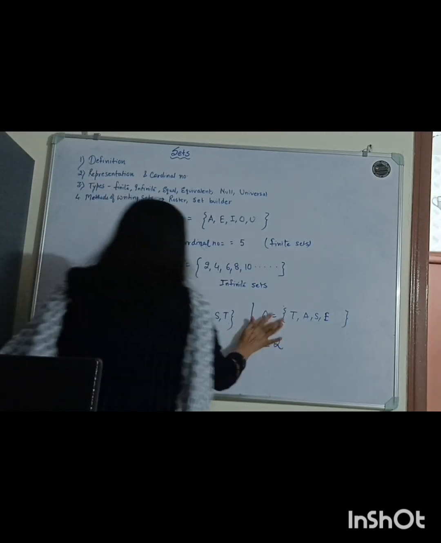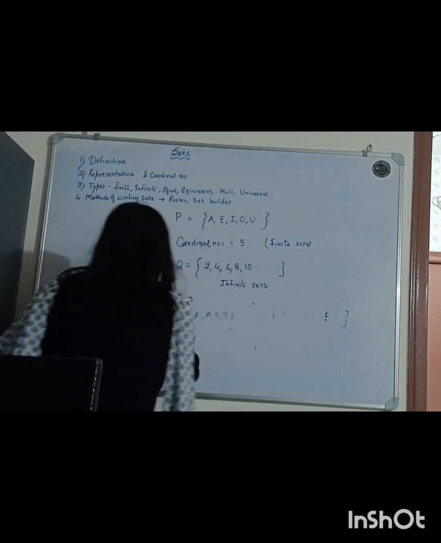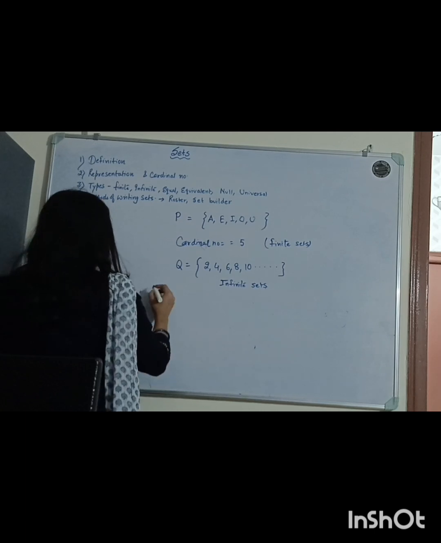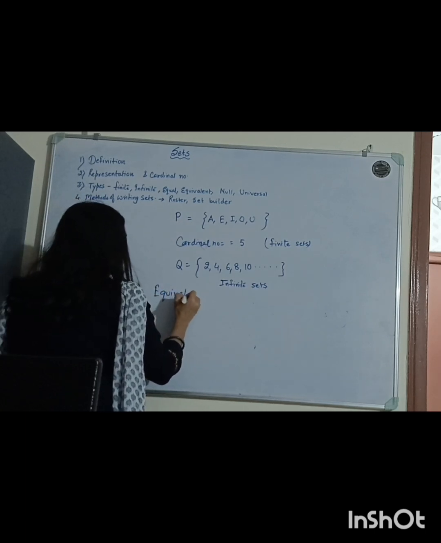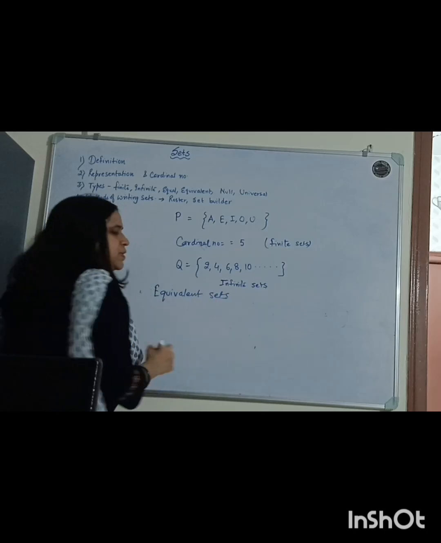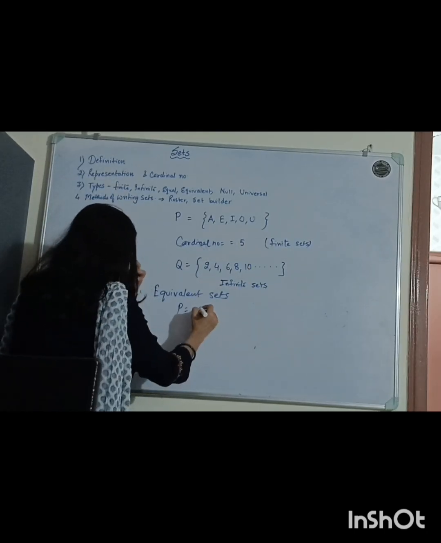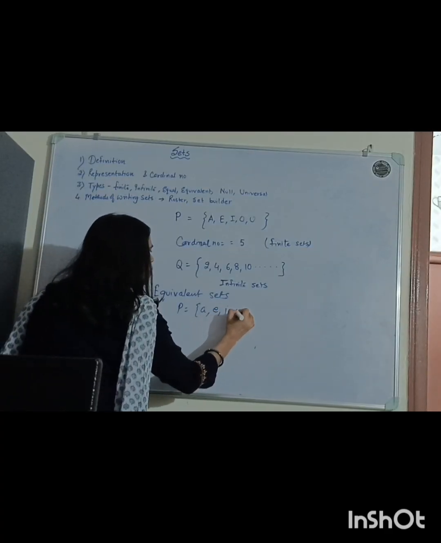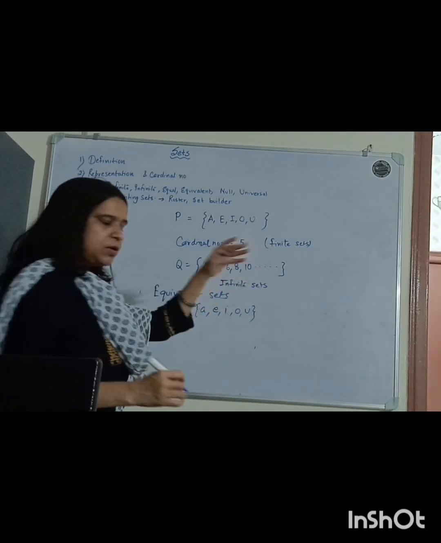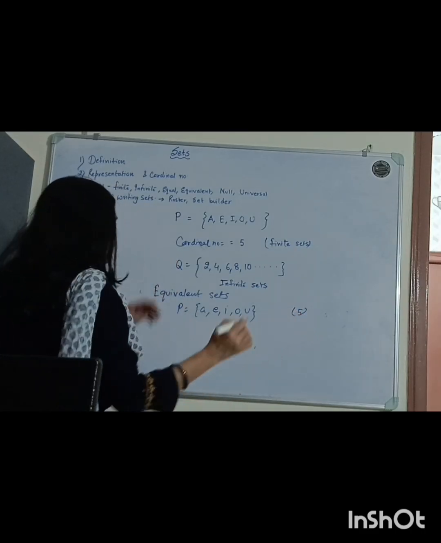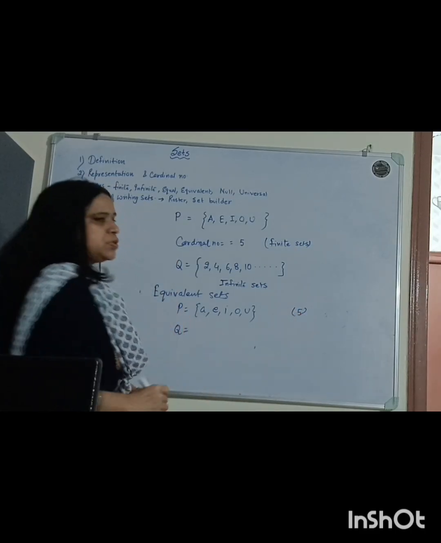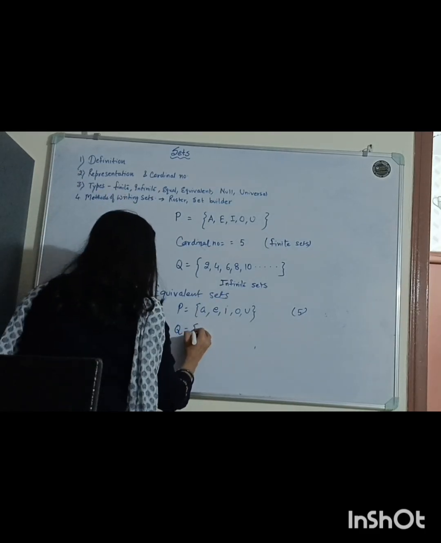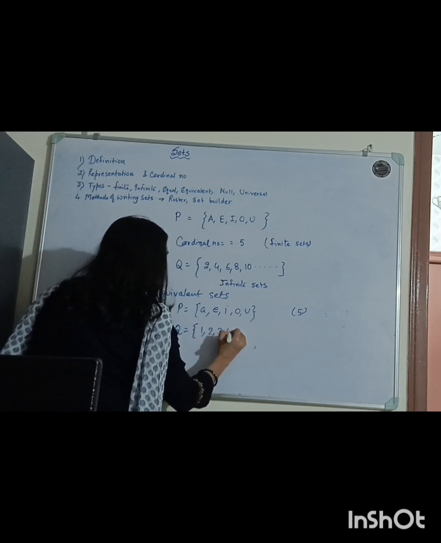Now I am going to tell you what equivalent sets are. In equivalent sets, suppose P equals the collection of vowels A, E, I, O, U. So how many members are there? 5. The cardinal number is 5. Now if I say Q equals natural numbers up to 5, natural numbers up to 5 will be 1, 2, 3, 4, 5.